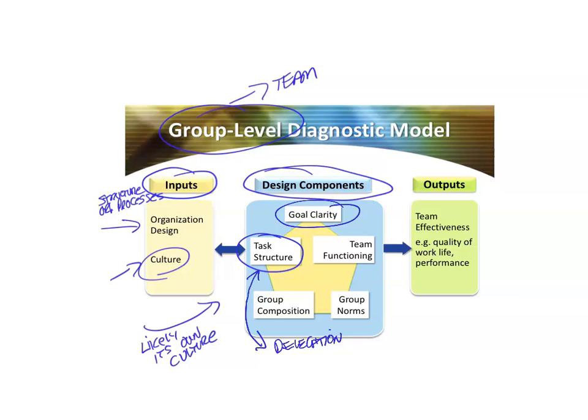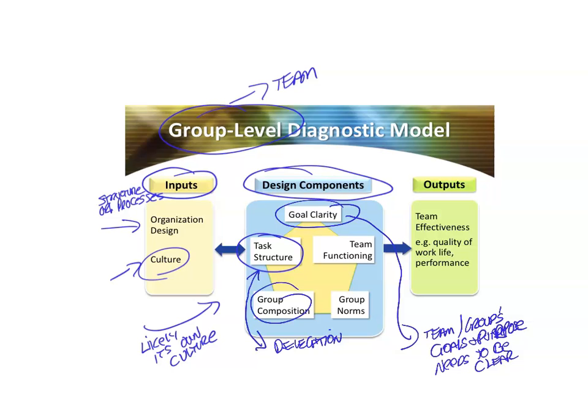Goal clarity. This has to do with the team or group's goals and its purpose. So the clearer it is, likely the more effective the team is going to be. This really needs to be clear. And oftentimes the team is left with the responsibility of really clarifying it and getting approval from the broader organization or whoever they're reporting to.